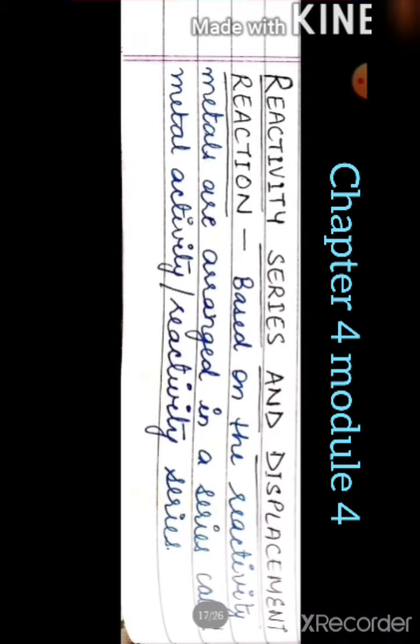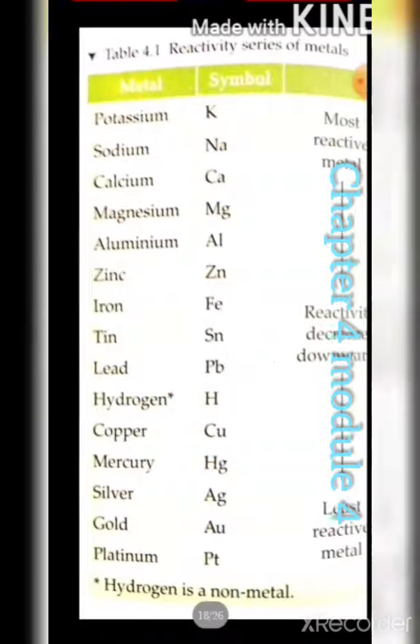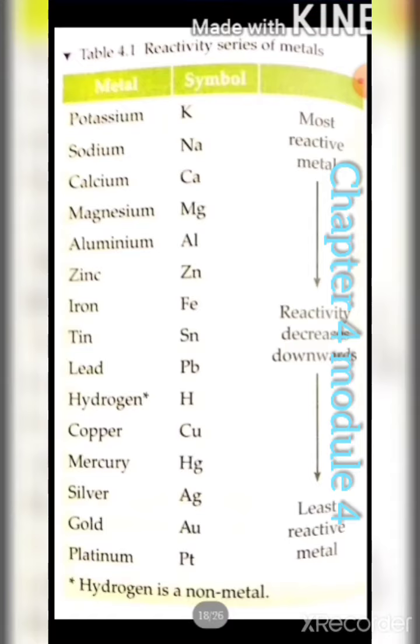Now the next topic is reactivity series and displacement reaction, which we have just discussed. Based on the reactivity of metals, they are arranged in a series that is known as the metal activity or metal reactivity series. By this series we can know which metal is more reactive than which one. This is the reactivity series.